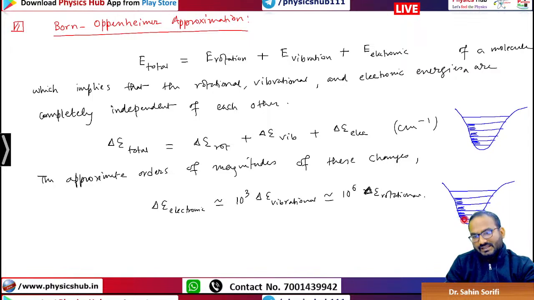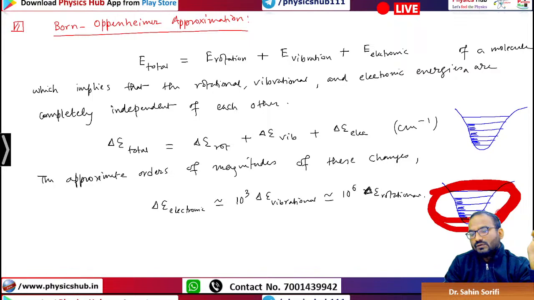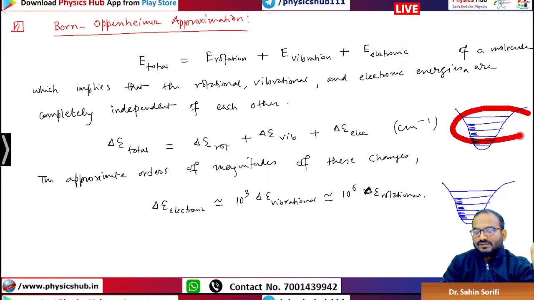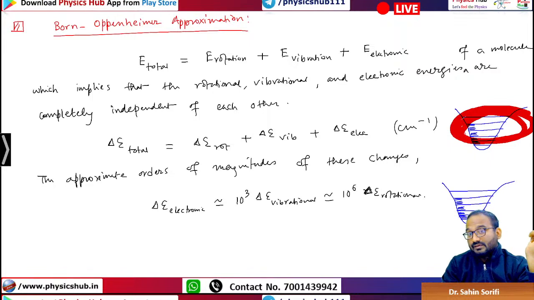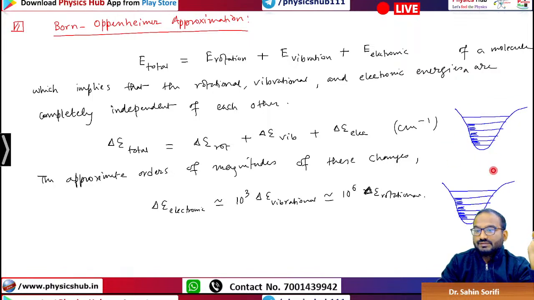Smallest, finest, these lines show the rotational energy levels. These big lines show the vibrational energy levels, and this whole makes an electronic level. Now transition between electronic levels means transition from this to this, this to this, this to this.